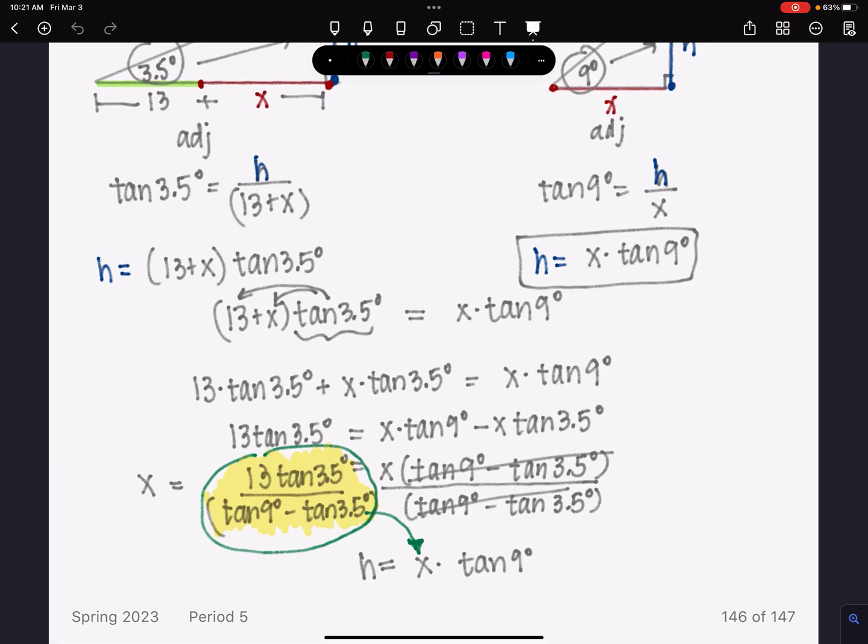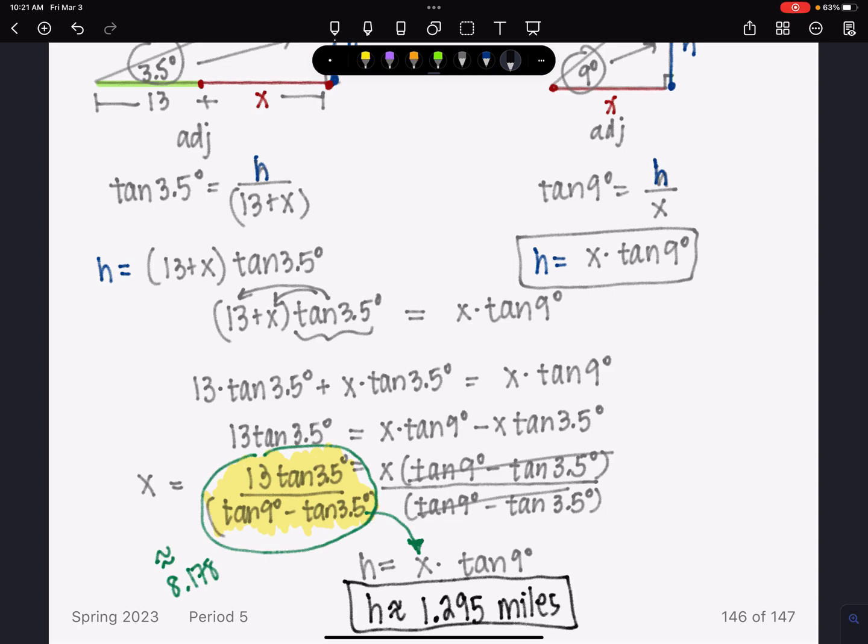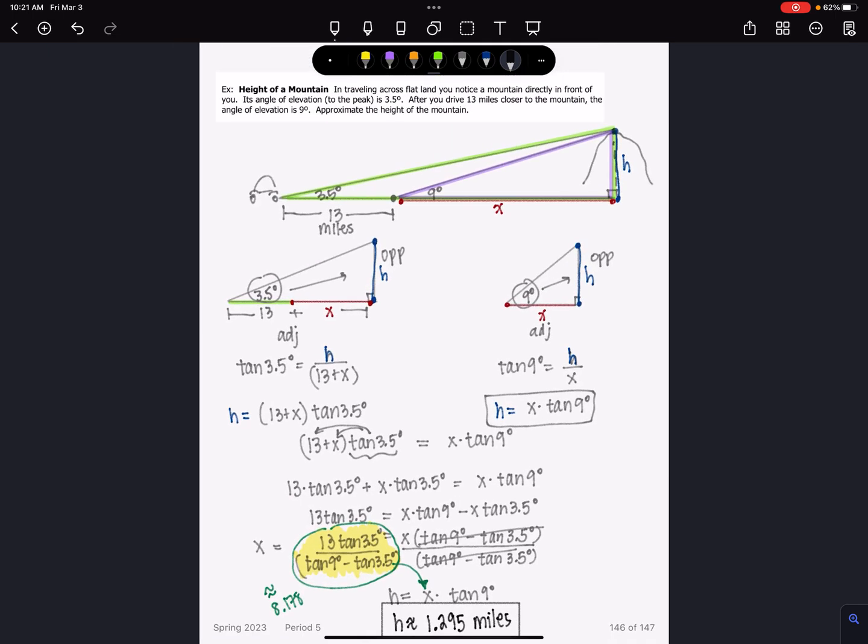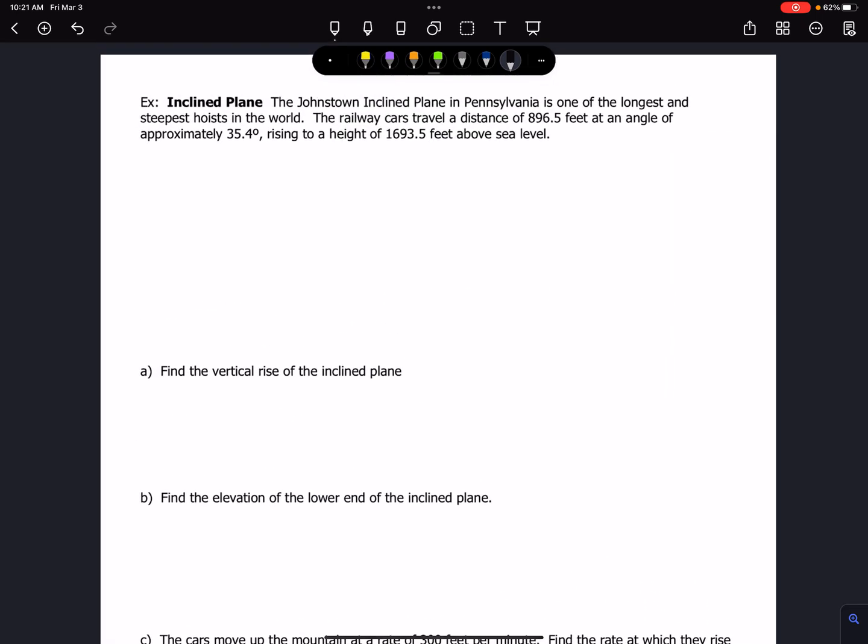So let's go back here to our screen and just show you what we did. This green circle here was about 8.178 miles, and I took that and multiplied it by the tangent of 9 degrees so that I can get h. And h is approximately 1.295. And our distance is measured in miles because that's what they were talking about in the problem. So that's how we're going to label our answer. And in the next video, we'll do our last video with the inclined plane.